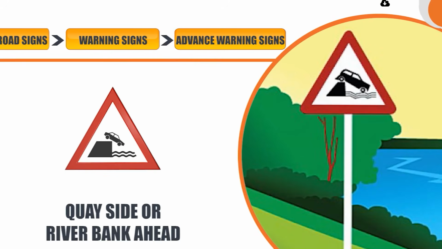Quayside or riverbank. Quayside or riverbank sign warns drivers that there is a riverbank ahead or the area where the road is terminating into the water source. This sign can be seen near creek area or riverbed. Motorists should avoid last-minute braking in these areas, as the surface might be slippery due to the moisture. If parking is permitted, only park parallel to the quayside or riverbank.